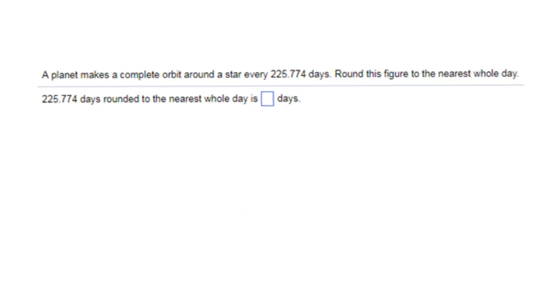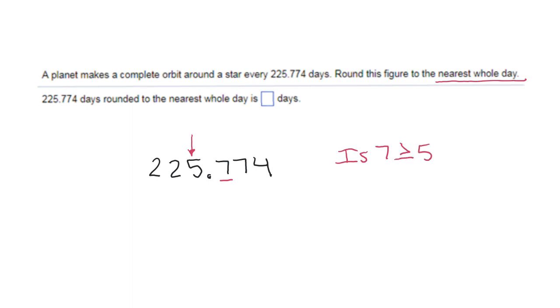A planet makes a complete orbit around a star every 225 and 774 thousandths days. Round this figure to the nearest whole day. All right, so we're going to take this value, decimal, and 774. And if we're looking for the nearest whole day, just like the nearest whole dollar, we would look at the ones position. We want to know if that remains a 5 or increases. We look to the right of that number to let us know yes or no. Is 7 greater than or equal to 5? The answer is yes. We know it is greater. So that will add a 1 to the ones place value.